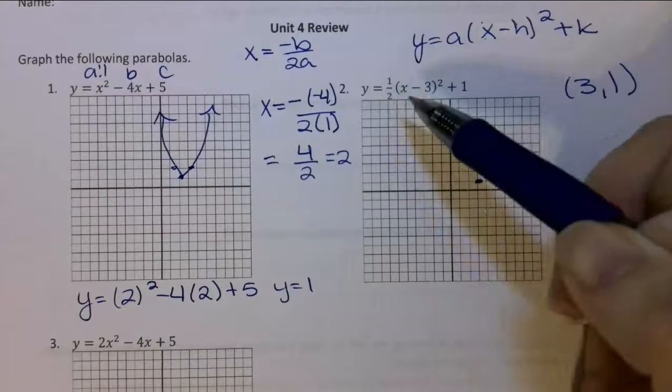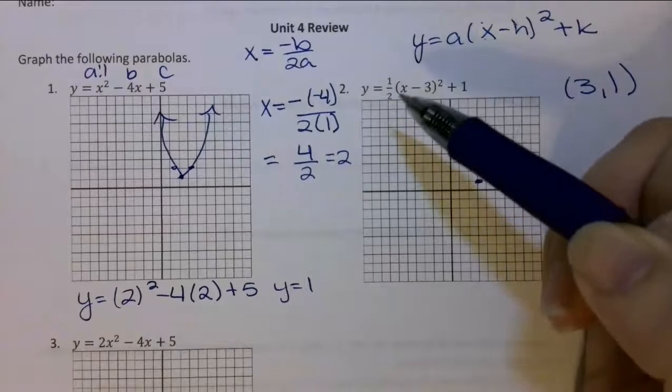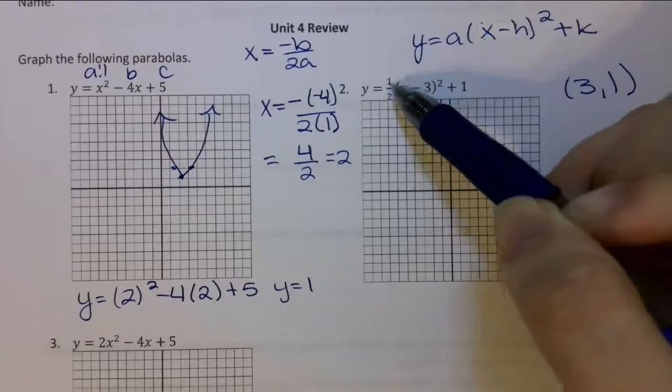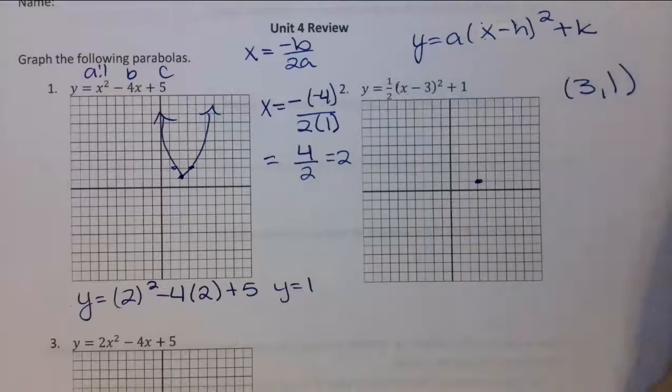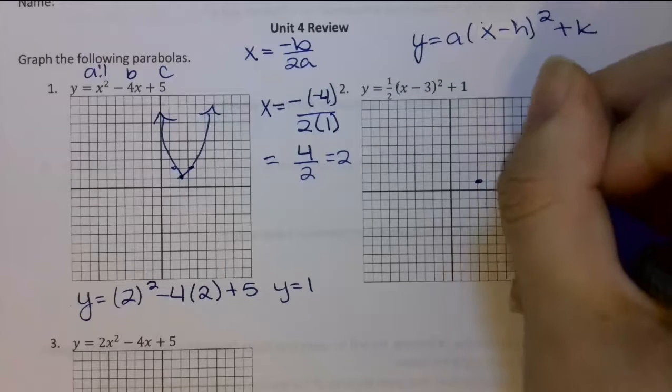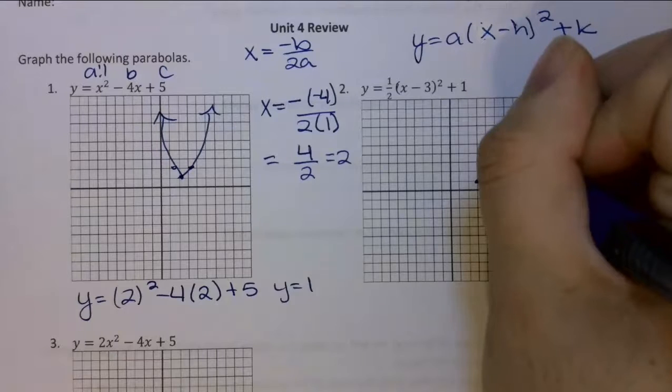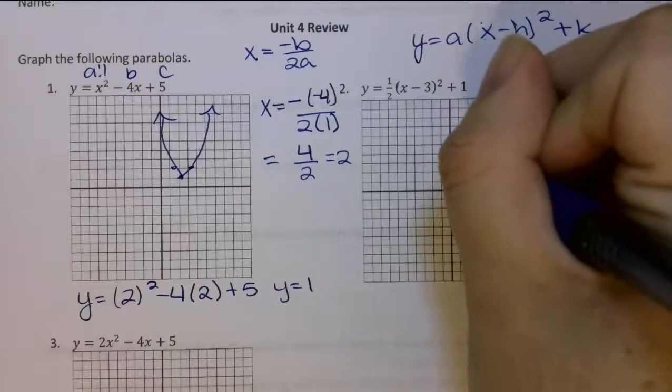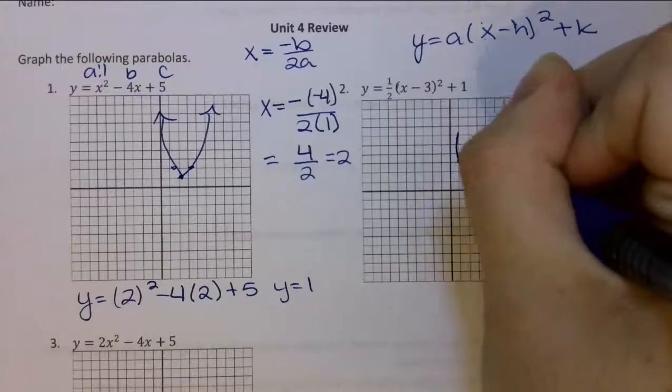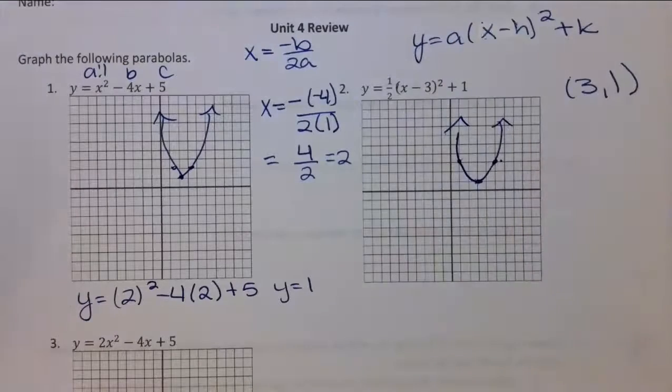This one has 1/2 as my a value, so what this means is everything is going to be doubled. I take the 2 from the bottom of the fraction. So I'm going to go over 2, up 2. Over 2, up 2. And then I connect it to make my parabola.